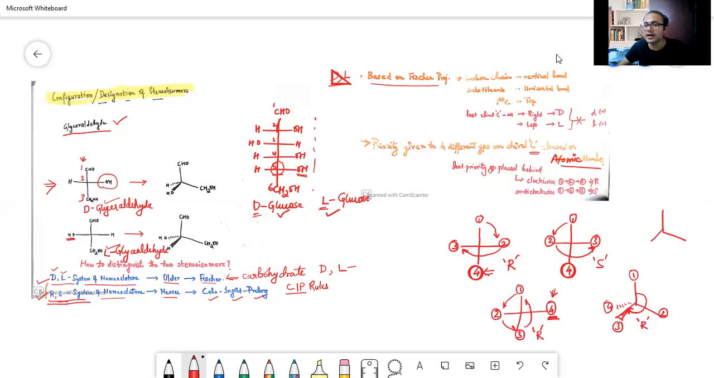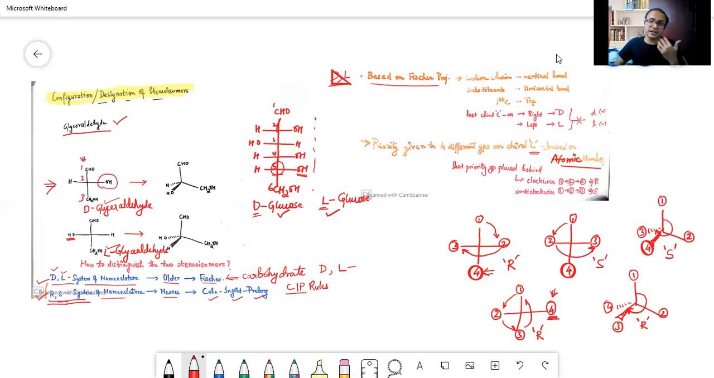Okay. Suppose you arrange the priorities and you get priority something like this: 1, 2. You get the 3 here, and you get the 4 here. Okay. Now the fourth group is on the bond that is towards you. So now when you move from 1 to 2 to 3, it comes out to be clockwise. So you tend to think that it is R, but no, because 4 is on the bond towards you. Therefore, whatever configuration you get, it's the opposite. So in this case, it is the S isomer. Okay. So that is how we use this particular nomenclature.